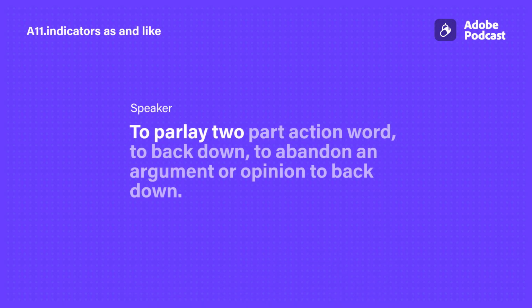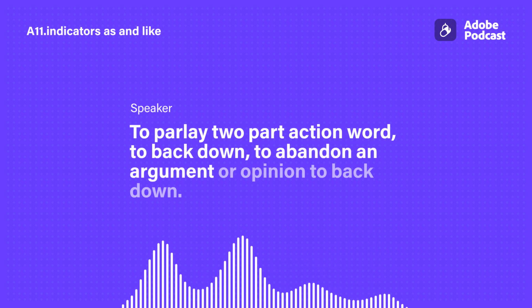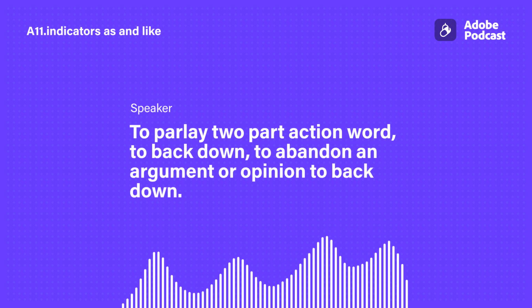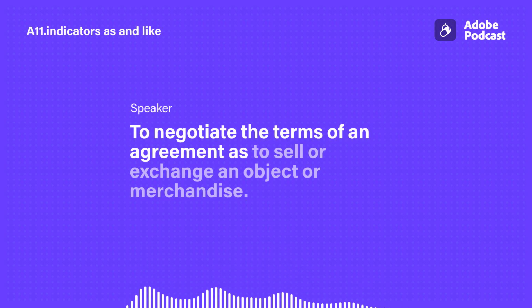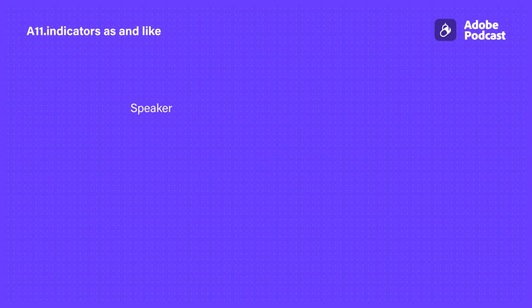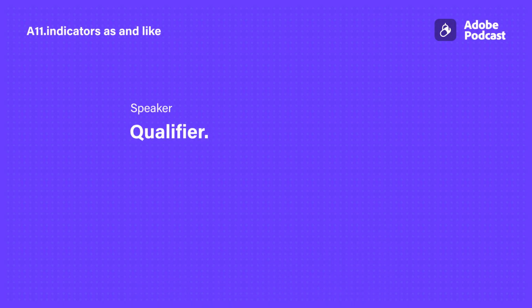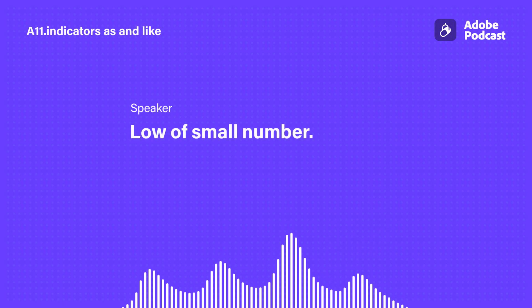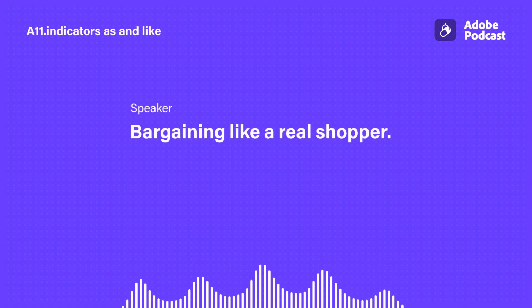To parlay. Two-part action word. To back down. To abandon an argument or opinion. To back down. Object of action. Bargaining. To negotiate the terms of an agreement as to sell or exchange an object or merchandise. Bargaining. Qualifier. Low. Of small number, amount, degree. Low. Bargaining like a real shopper.